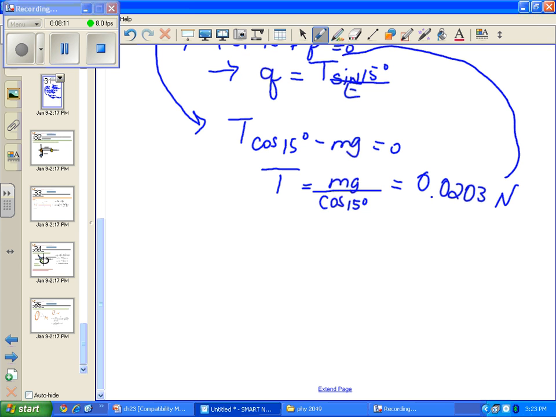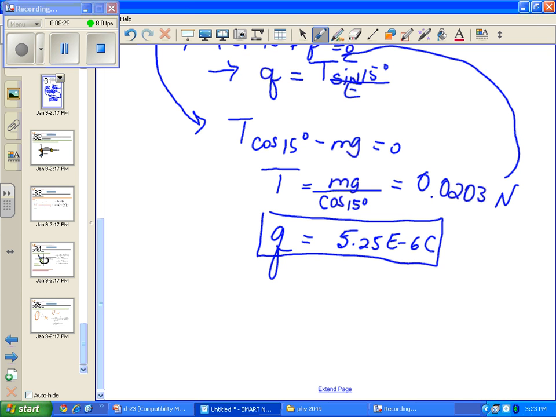This I now plug into here, and so I get Q equals 5.25e to the minus 6 coulombs, again provided that I haven't made a calculator error, which you will, I'm sure, be checking for me and letting me know if I did. Next problem.